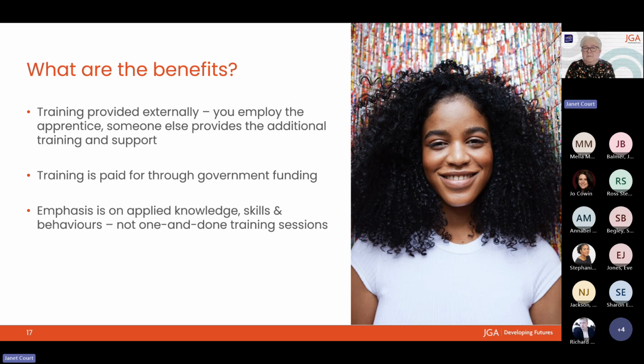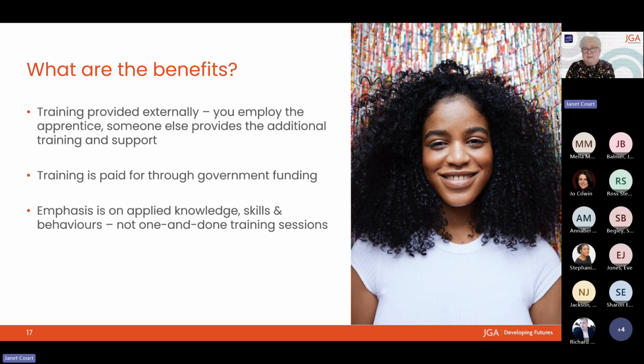So the benefits of apprenticeships: the training is provided externally. You don't have to do it. You employ the apprentice, and someone else provides the additional training and support. The training is paid for through government funding, and the emphasis is on applied knowledge, skills and behaviours. I said before, not one-and-done training sessions. It isn't a sausage machine where we just process people to the end. It's all about applying this knowledge, this understanding.